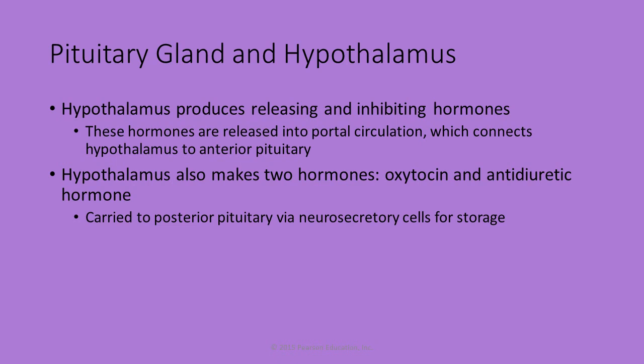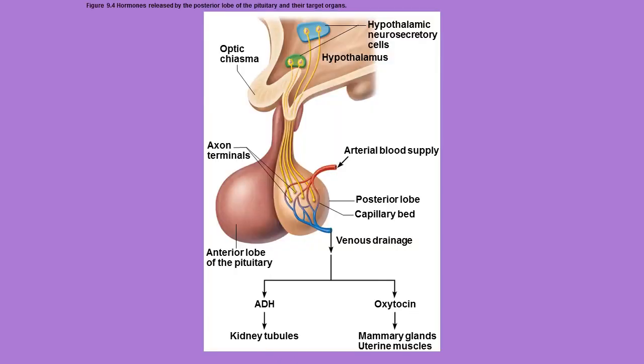The hypothalamus itself also does make two hormones. It makes oxytocin and ADH, antidiuretic hormone. The hypothalamus makes these two hormones, but then it secretes them to the posterior pituitary where they're going to be stored. So the posterior pituitary doesn't make any hormones, but it stores and then secretes the hormones from the hypothalamus. So in this picture you can see at the top you have the hypothalamus, and as I said, that connecting stalk from the hypothalamus to the pituitary is known as the infundibulum. And then you've got the posterior and the anterior lobes.